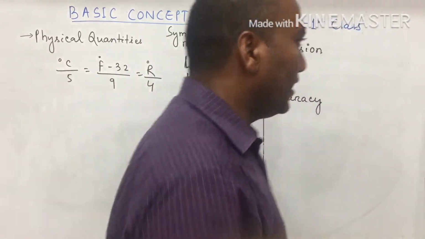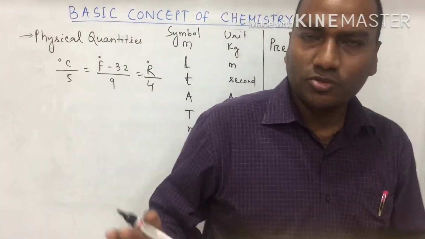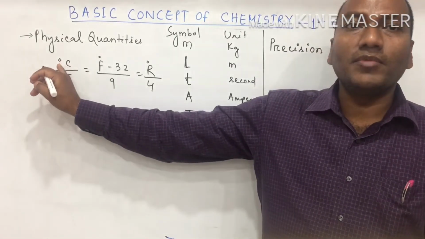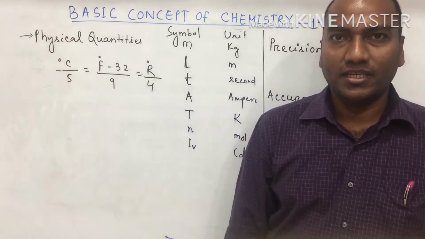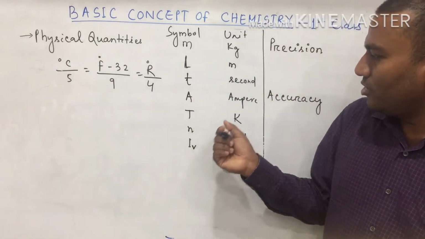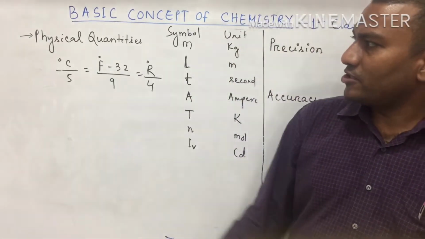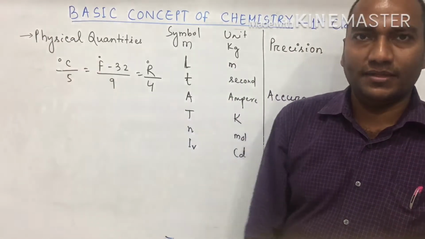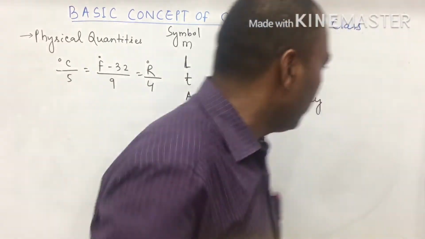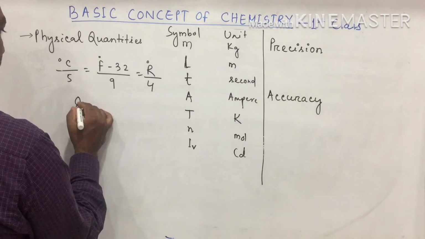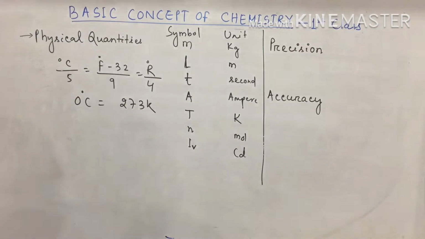In India, we express weather temperature in degree Celsius, but in chemistry our SI unit always will be Kelvin. In America, atmospheric temperature is always expressed in the Fahrenheit scale. That's why this formula is important for conversion. Clear? Then we know 0 degree Celsius equals 273 Kelvin. Yes or no?